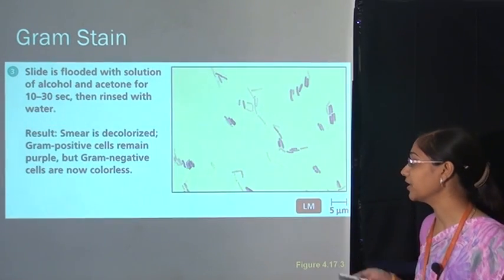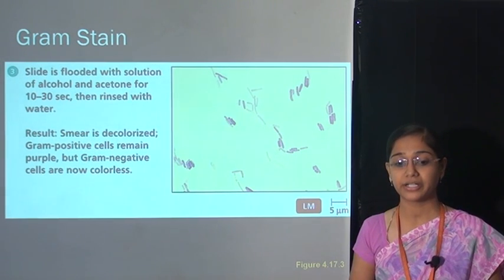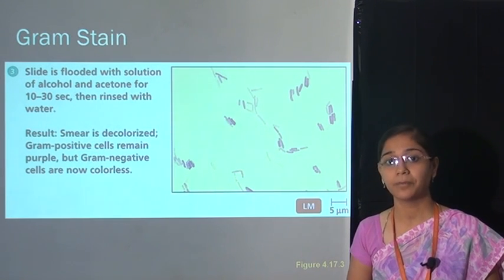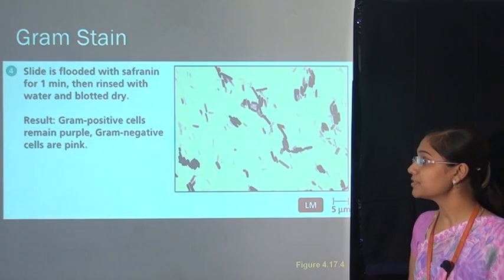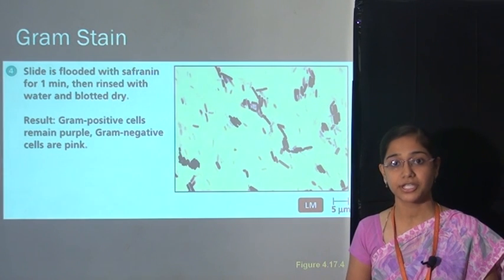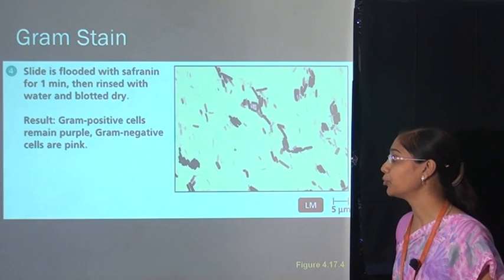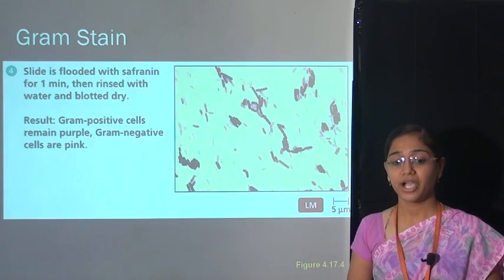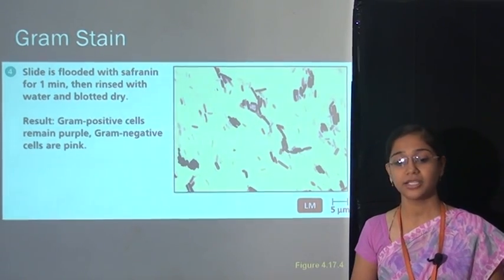You can see in the figure, Gram negative bacteria are colorless because they contain high lipid content and a low peptidoglycan layer. Then the fourth step, the slide is flooded with safranin, that is our counter stain, for 1 minute. Then rinse with water and blow dry. What is the result? Gram positive bacteria remain purple and the Gram negative bacteria are pink.